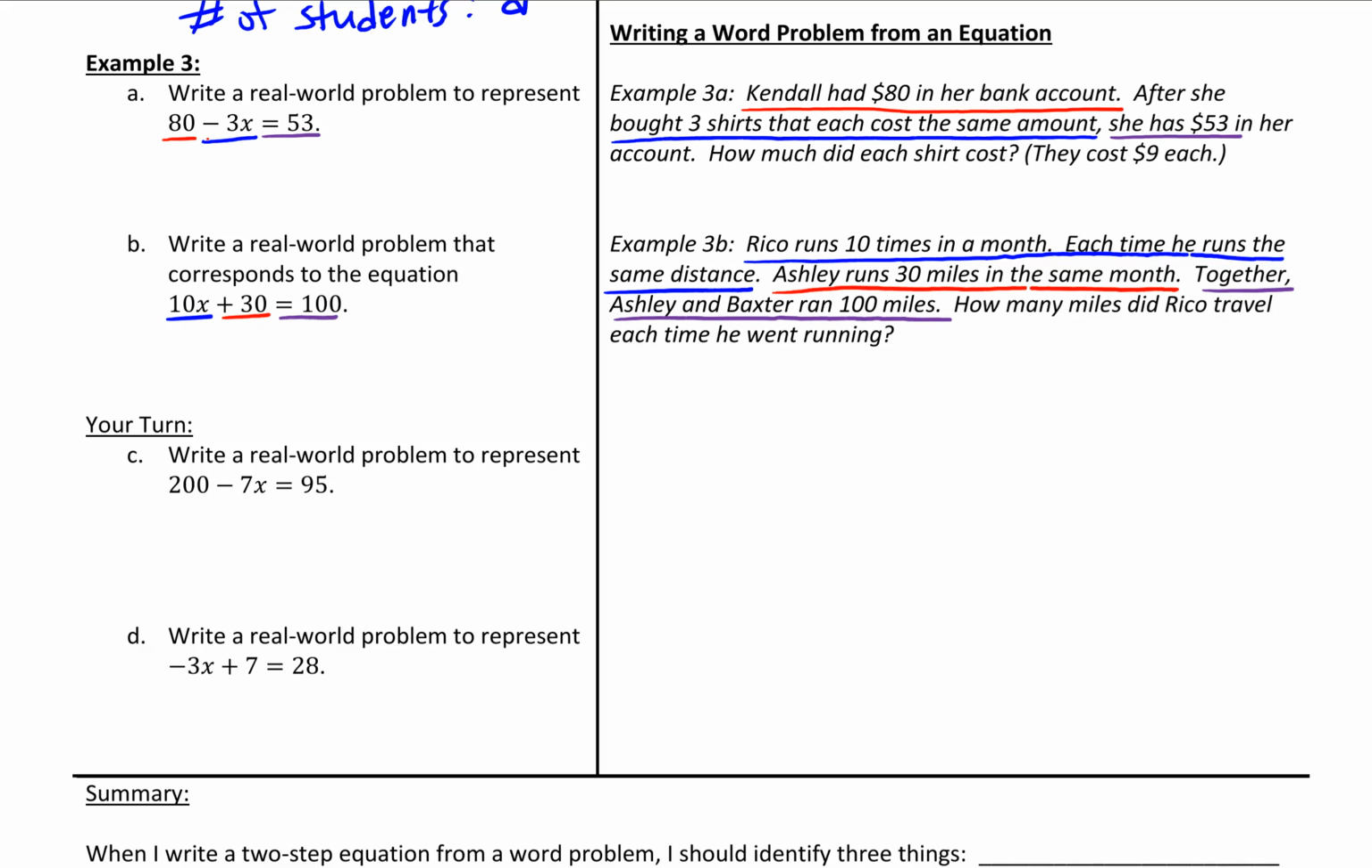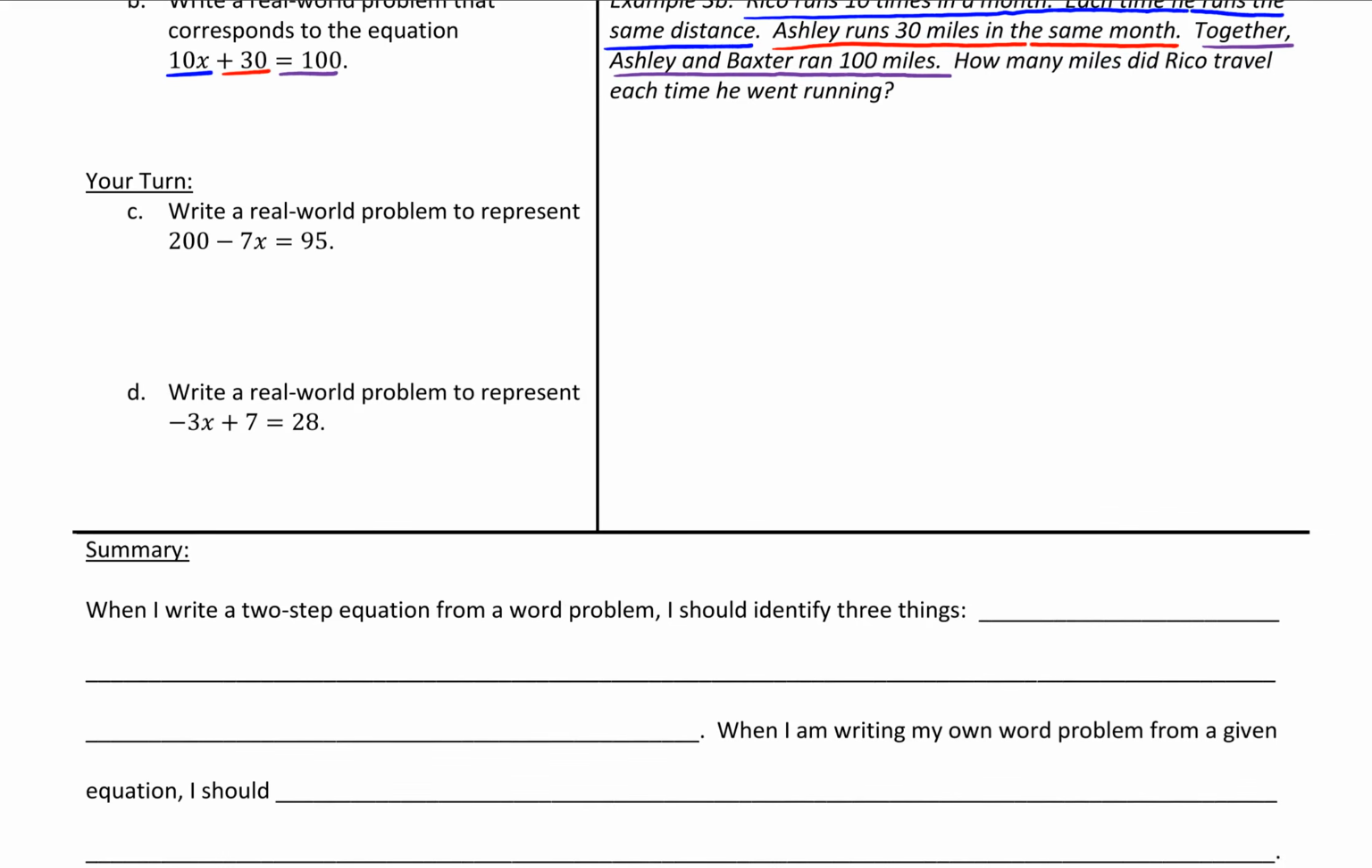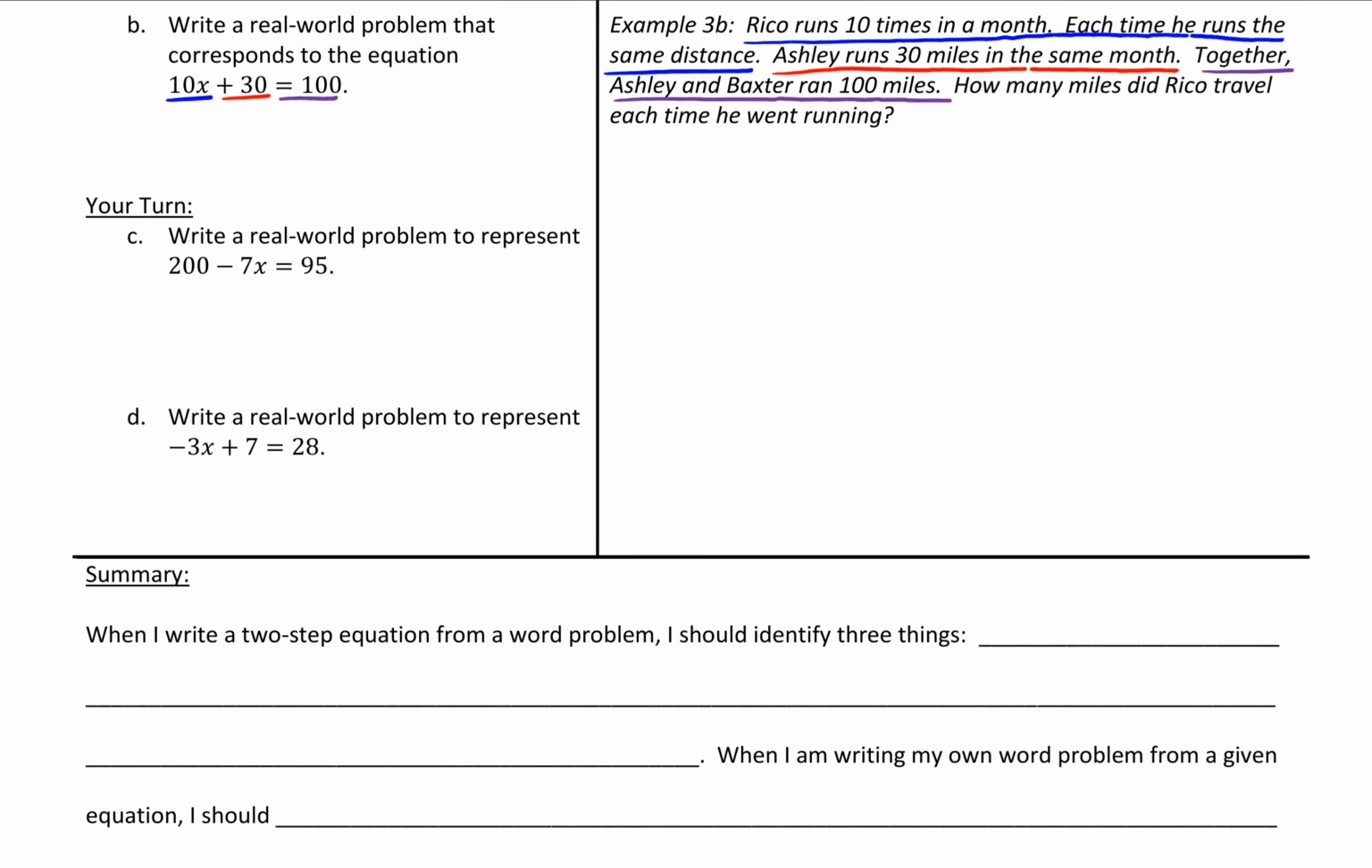I want you to write an example for C and D. And I also want you to fill out the summary at the bottom here to complete this assignment for full credit. Be ready to share one of your examples with the class, and we will discuss in class tomorrow.